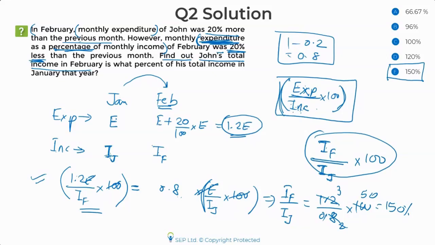Okay, Priya, you need to understand if I'm saying something is 20% less or 20% more, it is always with respect to something. What you can do is, if you're taking February expenditure to income and you're saying it is 20% less than the previous month, then the previous month has to be Jan, Priya. I'm taking it because it's given in the question.